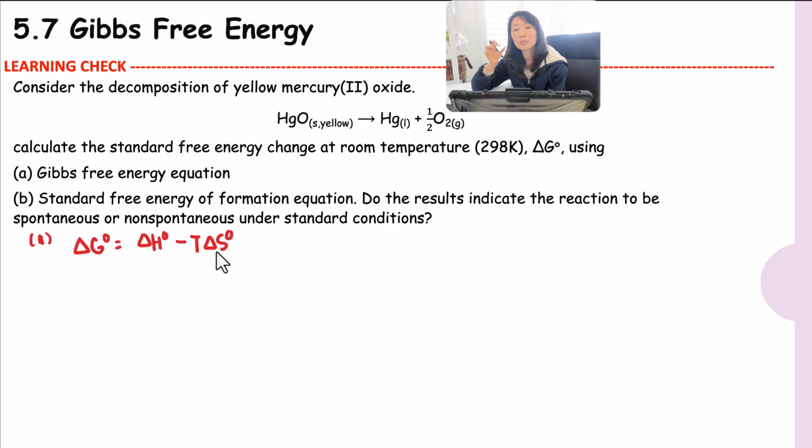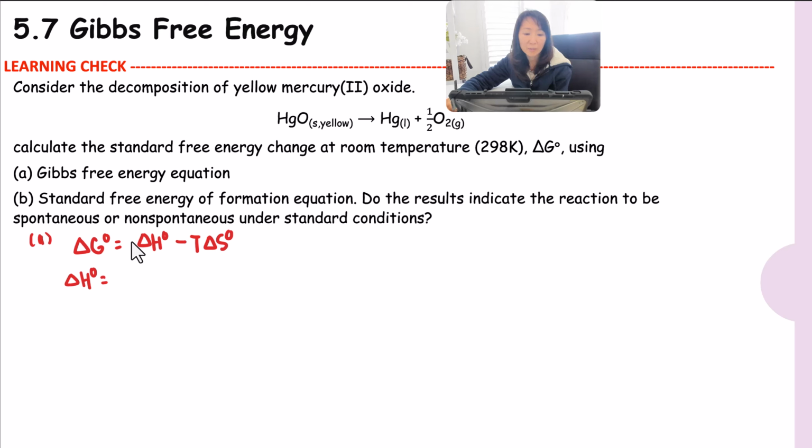But we don't know delta H, nor do we know delta S. That's what we're going to try to figure out, the delta H and the delta S, the enthalpy and the entropy change, in order for us to solve for delta G. So let's target the enthalpy first. The delta H equation is very similar to the free energy of formation equation, but this one is for the enthalpy.